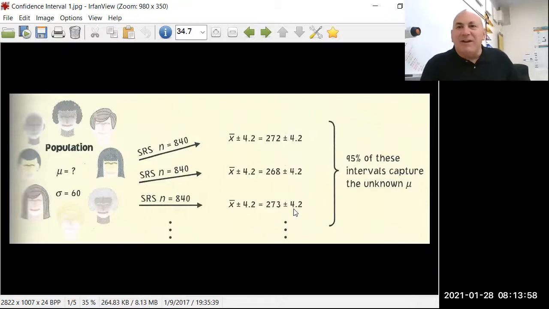When we say that we have a 95% confidence interval, that means that 95% of the intervals will capture mu. Not that there's a 95% chance that mu is in the interval. Correctly, we state there's a 95% chance that the interval contains mu.